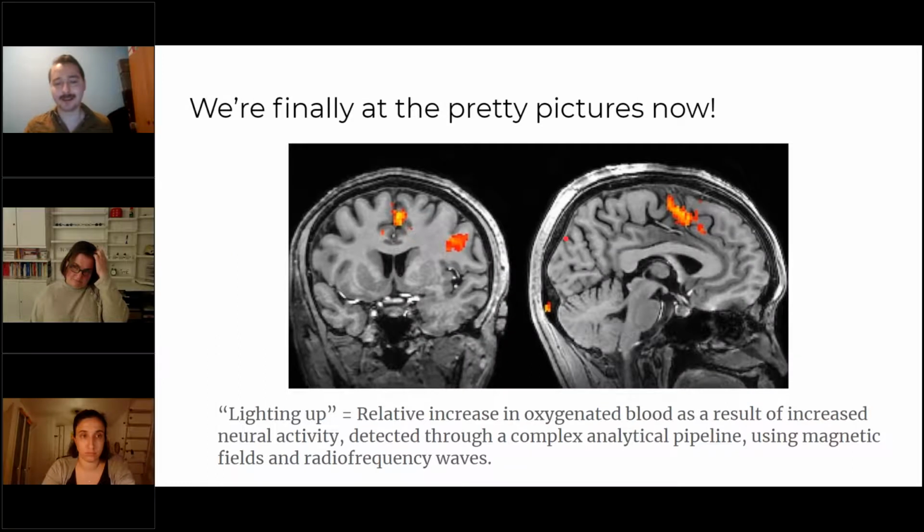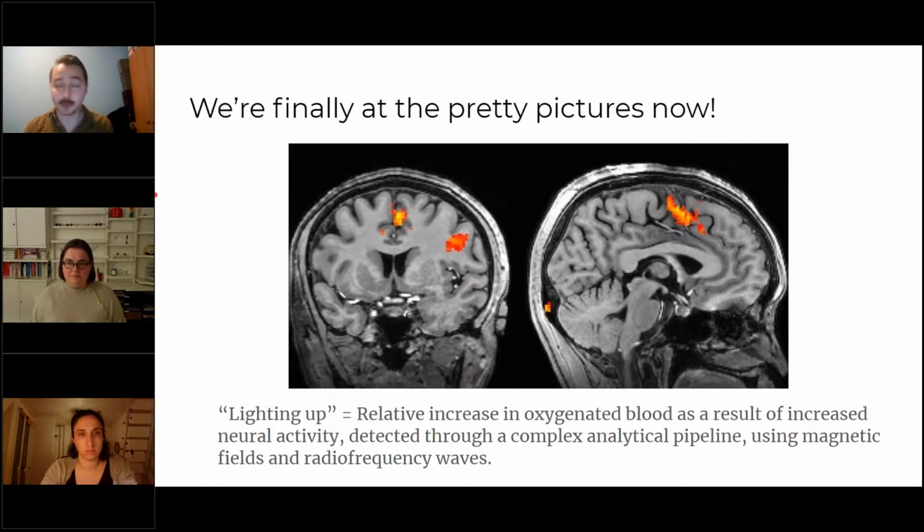So we're finally here. Hopefully you now have a better understanding of how these images are generated. The key take-home message is that I want you to understand that lighting up in these images doesn't mean some kind of ground truth. We don't directly observe the neurons lighting up or doing anything. What we observe is a relative increase in oxygenated blood as a result of increased neural activity, which is detected through a pretty complex pipeline of statistical analysis and using magnetic fields and radio frequency waves.